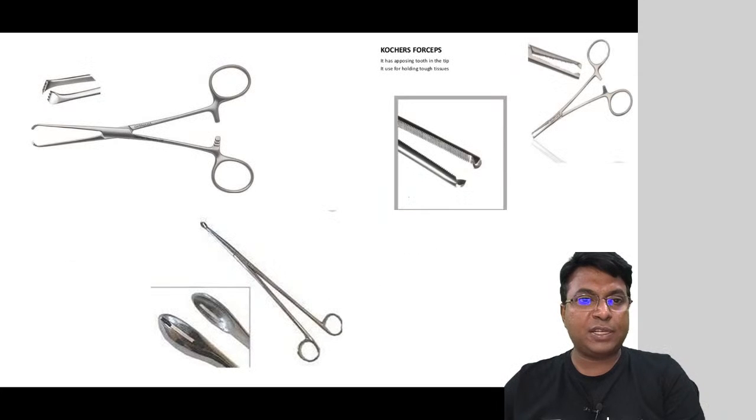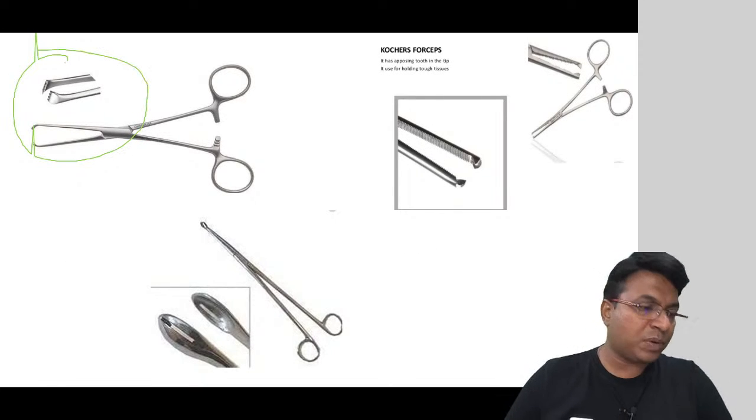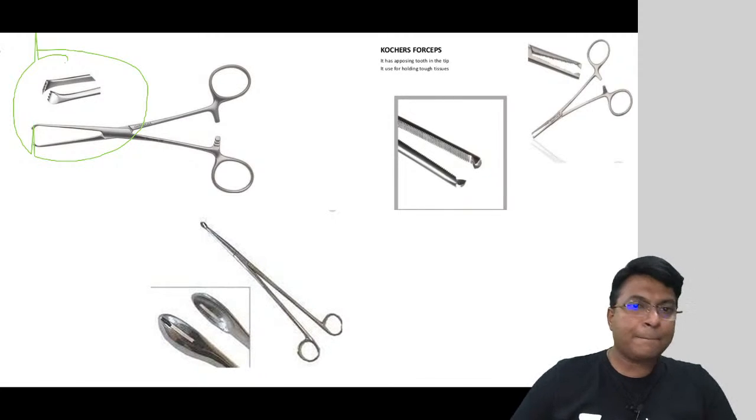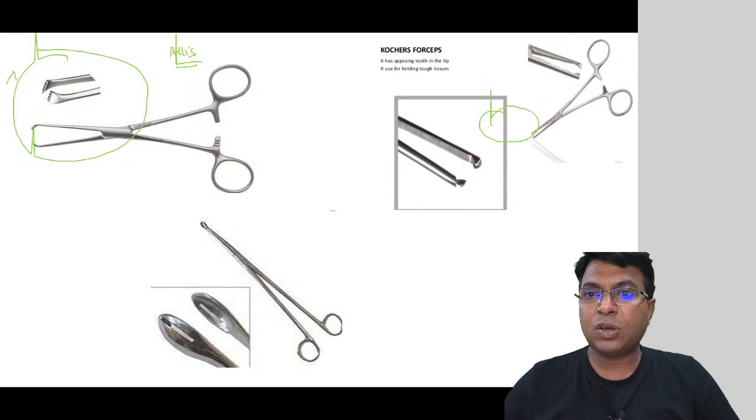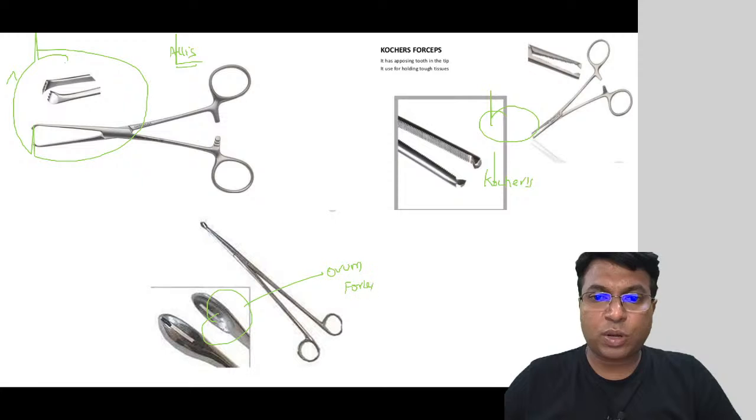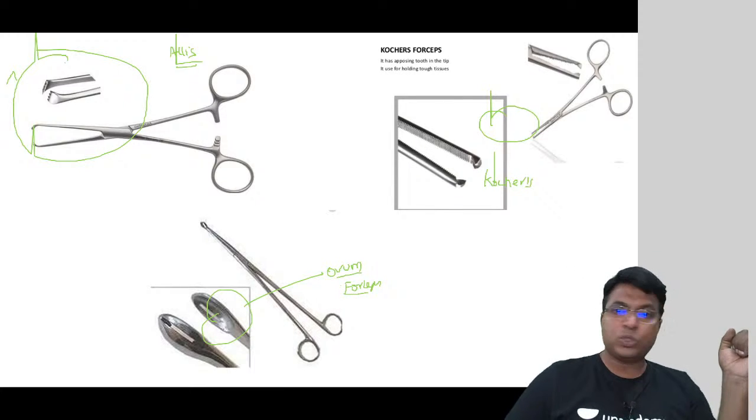So you can see the other instruments also now. So this picture is showing you what is this instrument known as. Yes, what is the first instrument? Please tell me what is the first instrument. That is an Allis. Please don't forget that is an Allis tissue forceps. The second instrument is Kocher's tissue forceps. The third instrument is ovum tissue forceps. Ovum forceps is used to hold and remove the tissues from the endometrium.